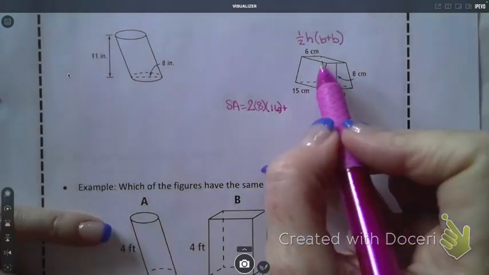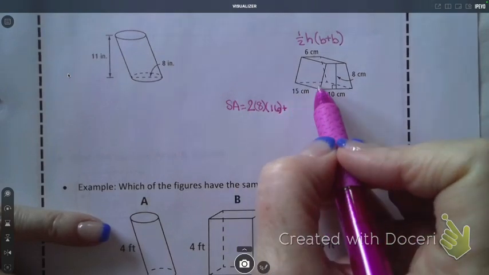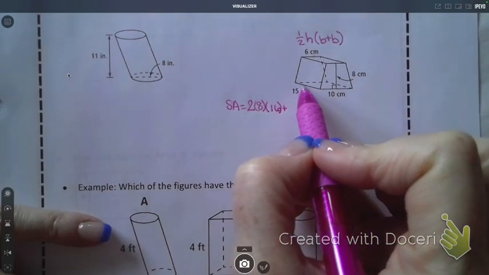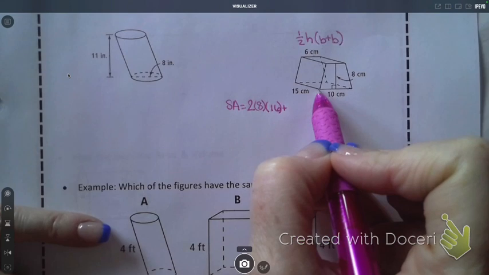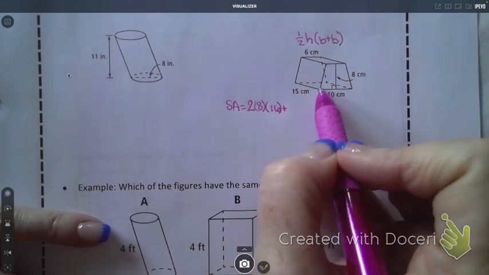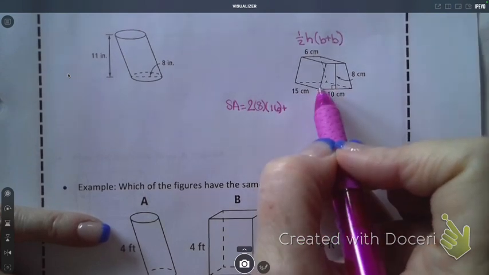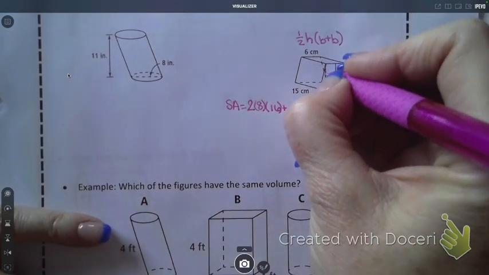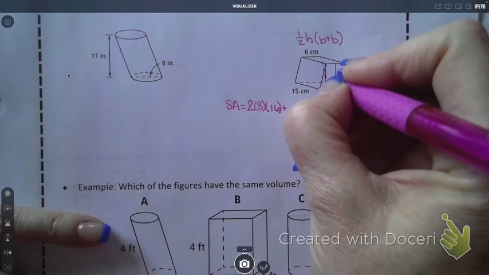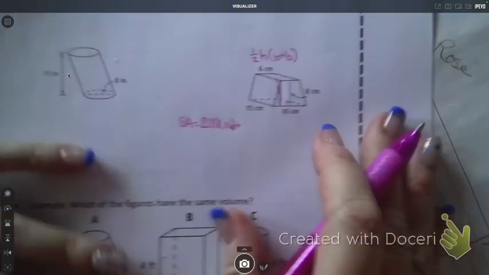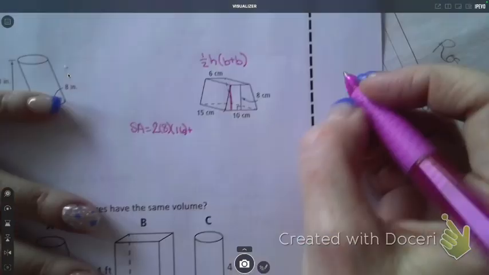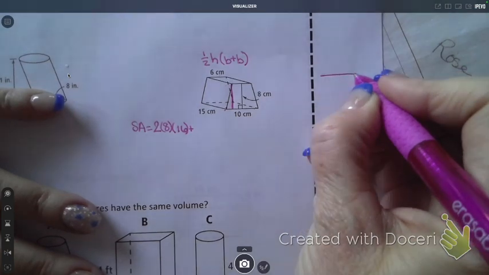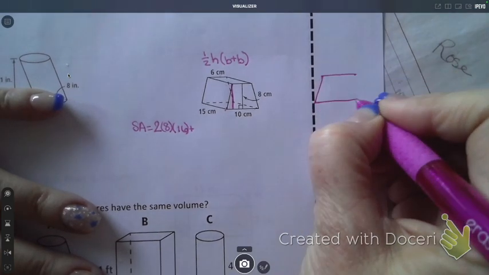We have a side that's a rectangle, yes? Two sides, and one side is 15. Do we know the other? No. It's not 8. We don't know it. But can I make a triangle right here? Yeah. So I'm going to come over here and just make a side picture.